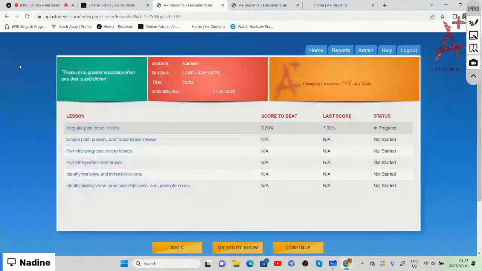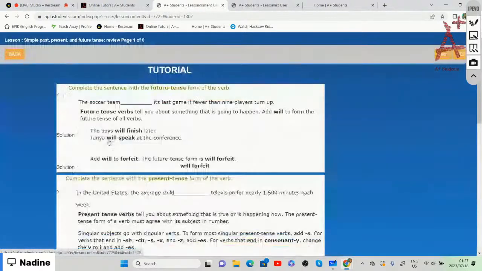Okay, so now if we go on to the next one, that is the irregular past tense, right? And remember with irregular past tense, we say that there are no rules at all. The wording can even change. Okay, so we're going on to the next lesson, which is simple past, present, and future tense, right?